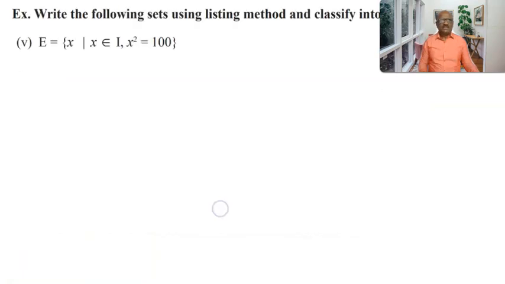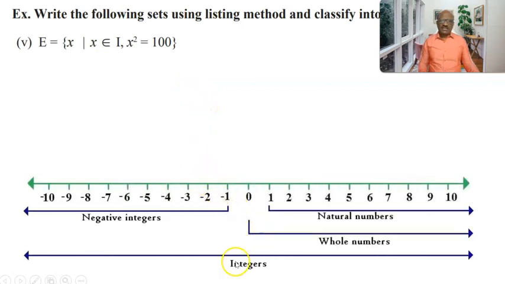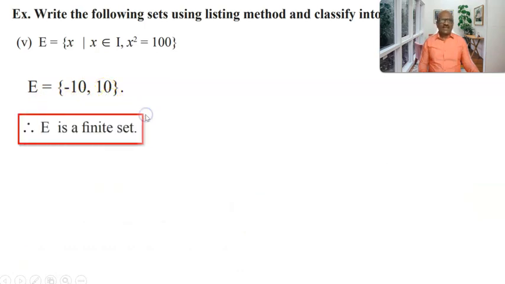Next example, E is equals to in curly bracket x such that x belongs to set of integer and x square is equals to 100 आला पाहिजे. आता सेट ऑफ इंटिजर्स मध्ये काय की त्यामध्ये पॉझिटिव्ह अँड द निगेटिव्ह नंबर्स असतात. मग कोणाचा स्क्वेअर 100 येतो तर 10 चा स्क्वेअर 100 येतो. त्याचबरोबर -10 चा देखील स्क्वेअर 100 येतो. Therefore the set E has the element -10 and the +10. We can count it. Therefore the set E is a finite set.